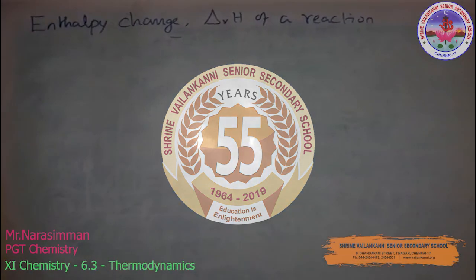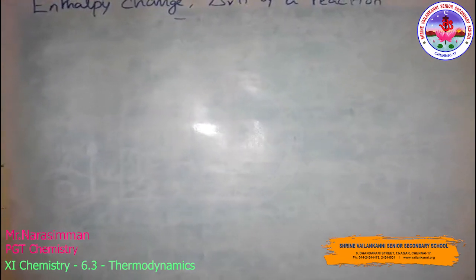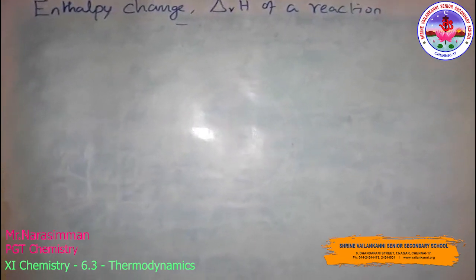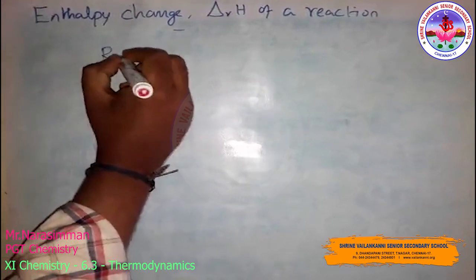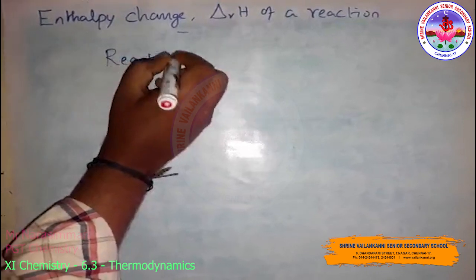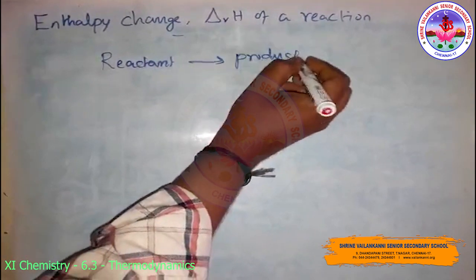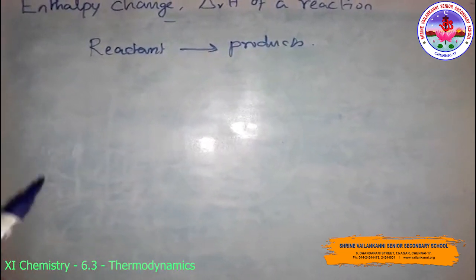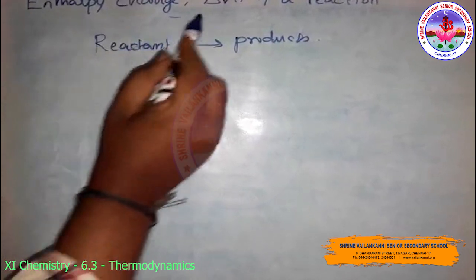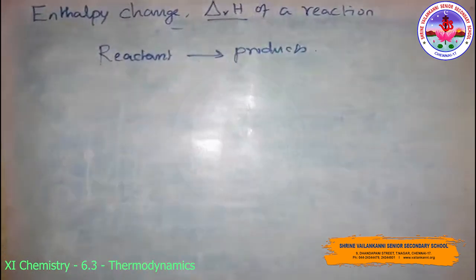Enthalpy change of a reaction, or the reaction enthalpy. Simply, the reactant gives product, that means the conversion of reactants into products. So the enthalpy change accompanying a reaction is called reaction enthalpy. The symbol is delta rH.